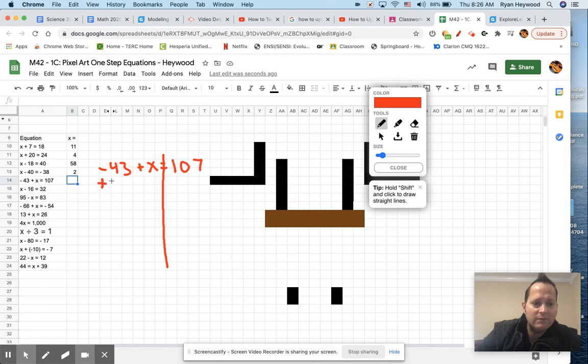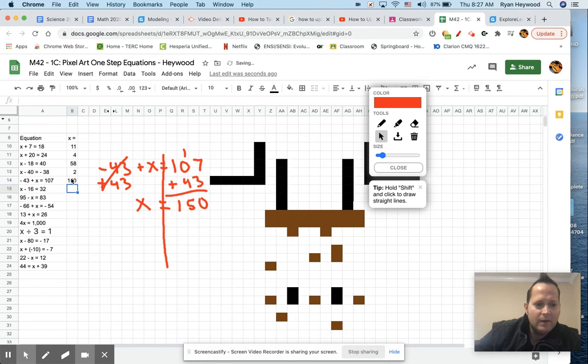Well, the inverse of negative 43 is positive 43, or the opposite of subtracting 43 is adding 43. So you do that to both sides. Those cancel out, leaving us with just x on this side, and then 107 plus 43. 7 plus 3 is 10. 1 plus 0 plus 4 is 5. Bring down the 1. x equals 150.